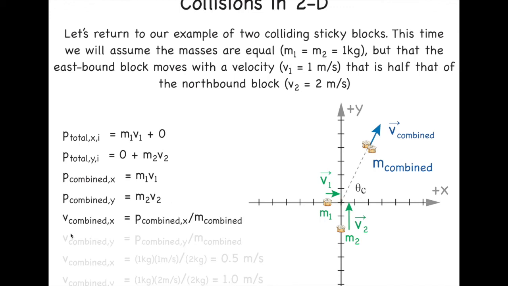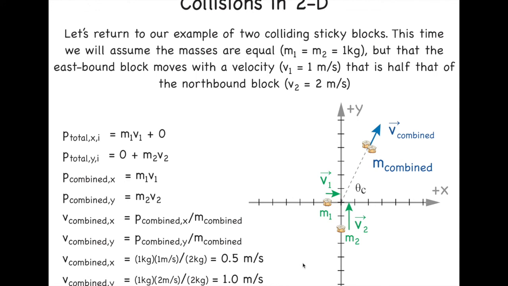We can then solve for the velocity in x by taking the combined momentum, which we just figured out is just m1v1, and divide by m combined, which is just m1 plus m2. Right? Do the same thing for y. And if we plug in numbers, we get m1, 1 kilogram, times v1, 1 meter per second, divided by the combined mass of m1 plus m2, which is 2 kilograms, and we get 0.5 meters per second in the x direction. And in the y direction, we do the same math, and we get 1 meter per second.